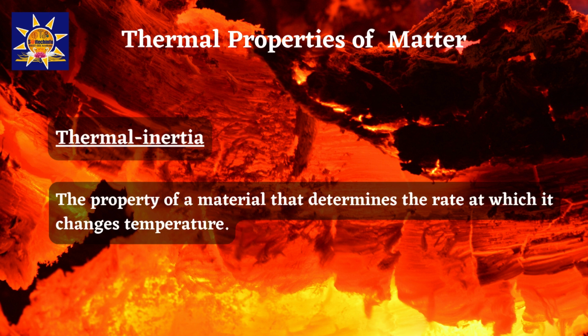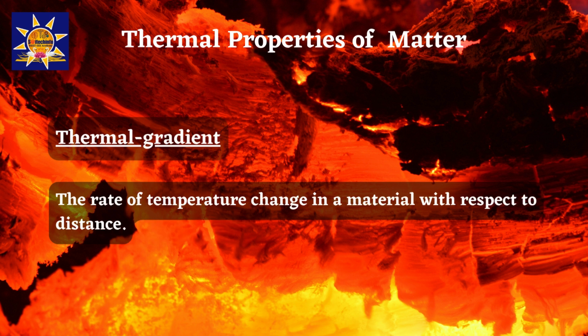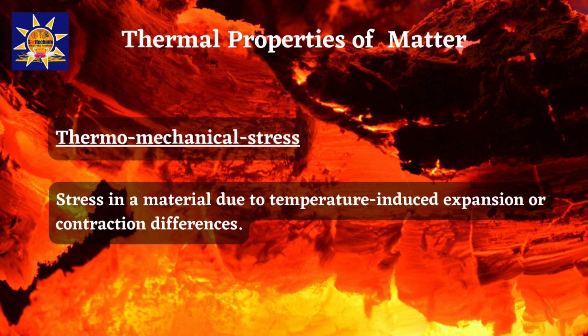Thermal inertia. The property of a material that determines the rate at which it changes temperature. Thermal gradient. The rate of temperature change in a material with respect to distance. Thermomechanical stress. Stress in a material due to temperature-induced expansion or contraction differences.